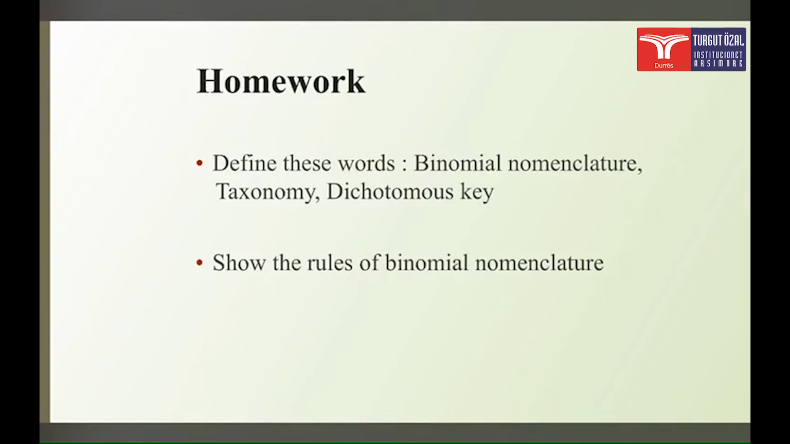Now for homework. Define these words: binomial nomenclature, taxonomy, dichotomous key, and second, show the rules of binomial nomenclature.